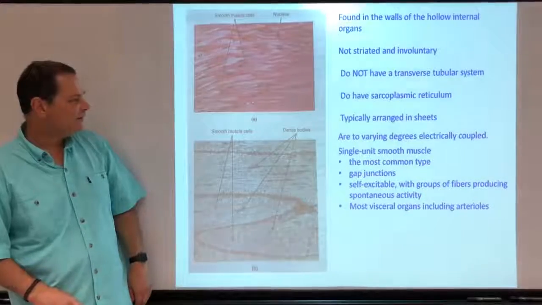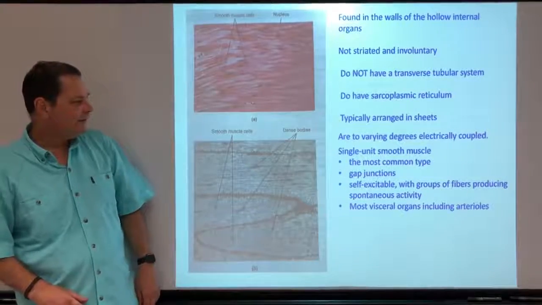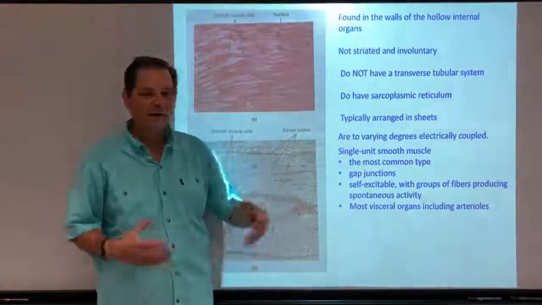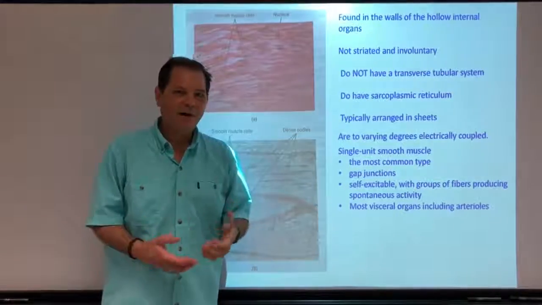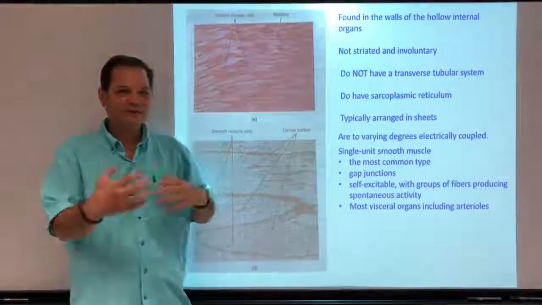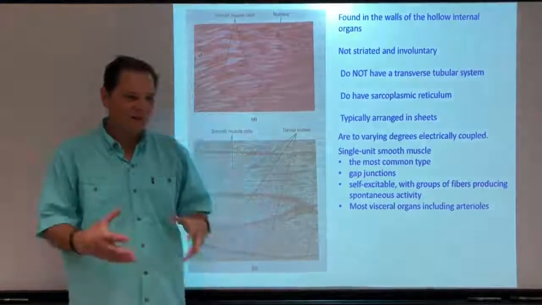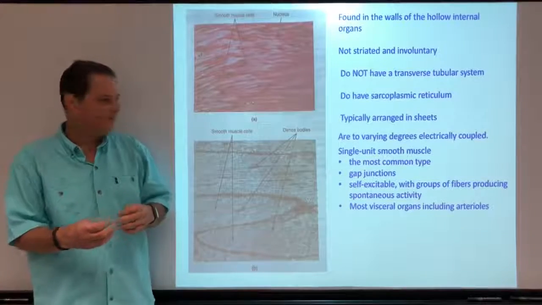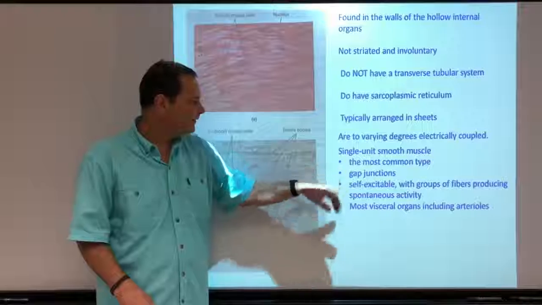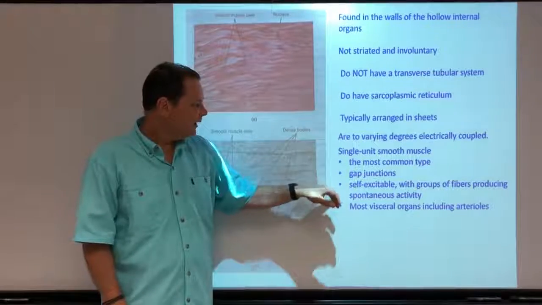Single unit smooth muscle is completely coupled, so that all the cells are, in theory, connected together by gap junctions. So there's a gap junction in the cell membrane of each of these cells that connects to the one next to it, and when one contracts in response to an action potential, all the rest will as well. Okay? This is the most common type.